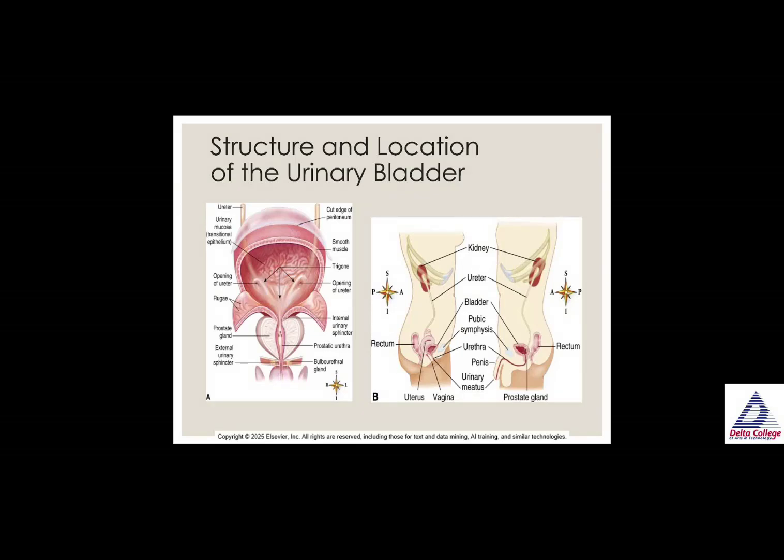So this shows you the structure and location of the urinary bladder. Again, when it's empty, it's behind the symphysis pubis and you can't feel it, but as it starts to fill up, it goes up and over the symphysis pubis and you can actually feel it. And the males, they have a prostate that goes around. Women do not have a prostate.